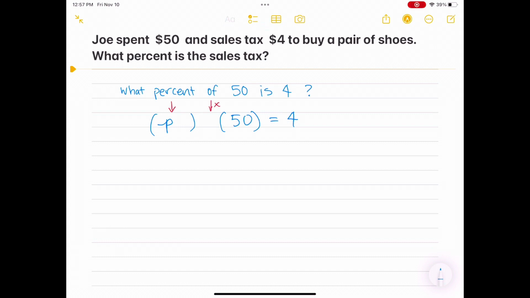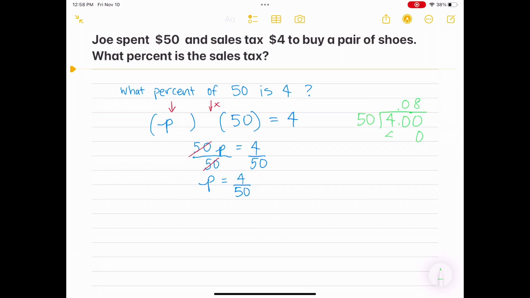When we do algebra, we like to have the numbers written in front of the variables. So I will flip P times 50 around to make it 50 times P. And now my equation reads 50P equals 4. And we solve for P by dividing both sides of the equation by 50. So now on the left-hand side, we have P by itself, and on the right-hand side of the equation, we have 4 over 50. 4 divided by 50 works out to be 0.08.